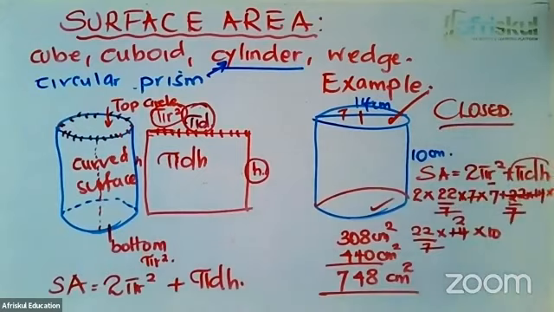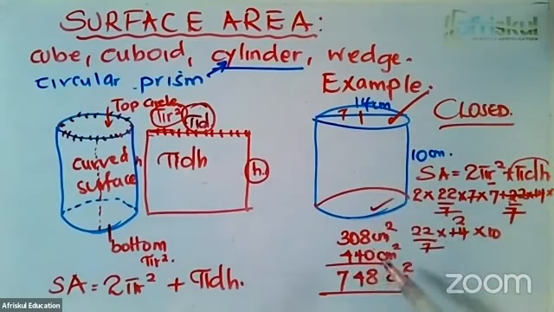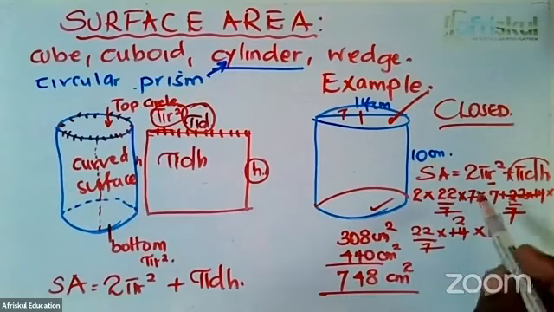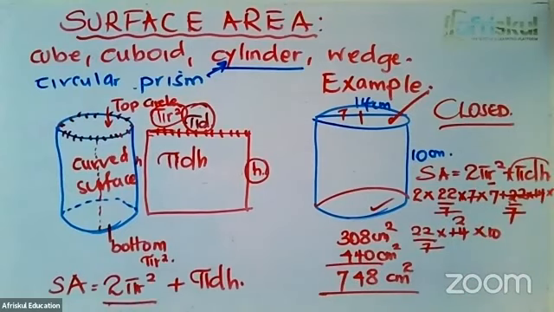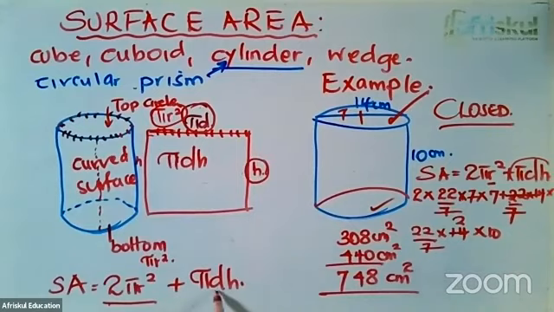When the cylinder is closed, you realize that you have the top and the bottom and the curved surface. The top is a circle and the bottom is a circle. And that gives us two circles, which leads us to 2 pi r squared. Then you have a curved surface, which is a rectangle with a length and a width. The length is the circumference of the top and the width is the height. And therefore, we have our pi d h.